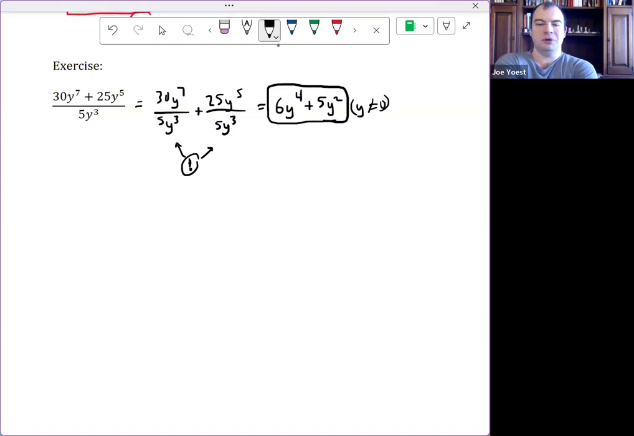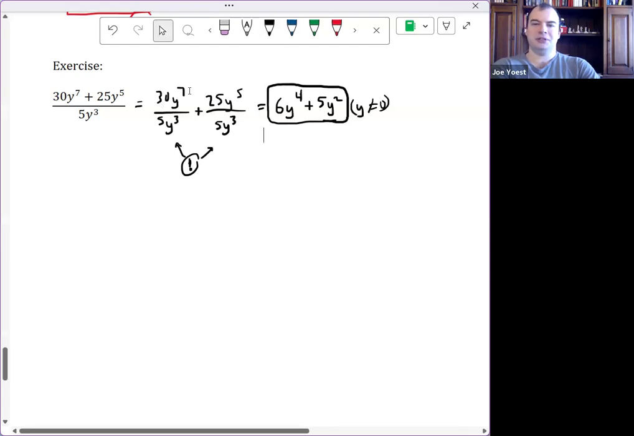So when we break this into two fractions, we get 30y to the 7th over 5y cubed plus 25y to the 5th over 5y cubed. Again, make sure that you, in a sense, distribute that denominator, so that each of these terms in the numerator gets divided by 5y cubed.